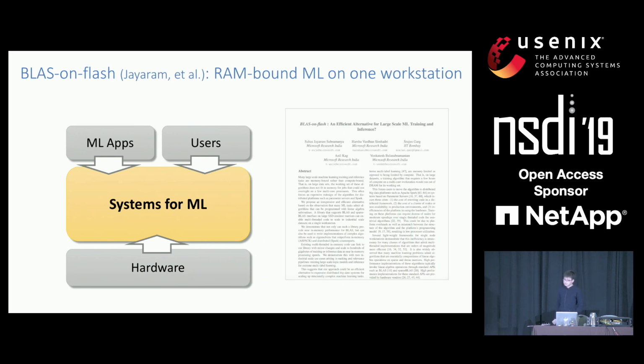Now, the final paper presents a system called Blast on Flash. This is a system library built specifically for ML tasks that are memory bound rather than CPU bound. Okay, so if a task is memory bound, what I also found out is that users often are forced to rewrite their programs to run on a cluster rather than on a workstation because the workstation doesn't have enough memory for that.